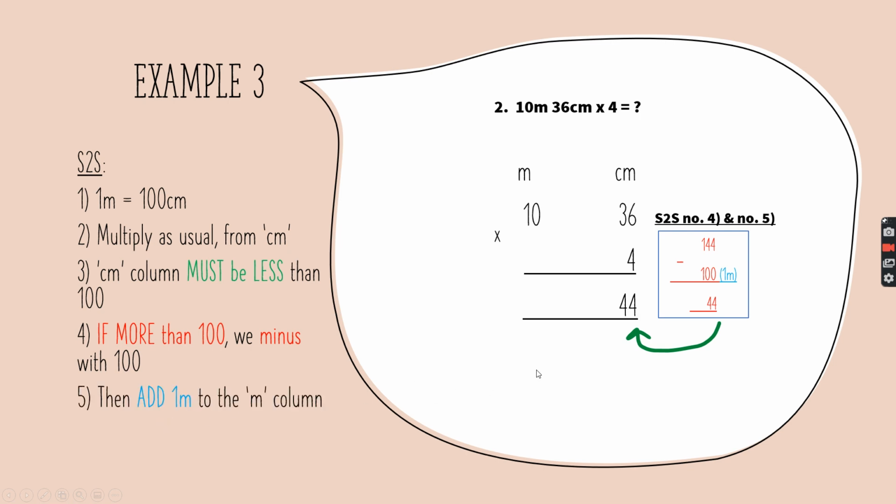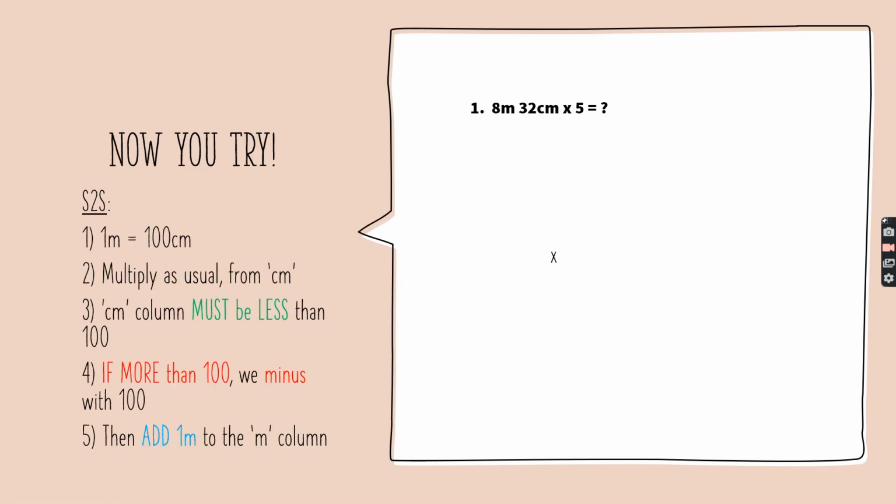Next, step 5, we're gonna add 1 meter to the M column. Where do we get that 1 meter from? We got it from here. So we're gonna put this 1 meter up here. We're gonna plus it at the M column. So we're gonna multiply as usual. 4 times 10 gives us 40, plus 1 gives us 41, and the answer is 41 meter 44 centimeters.